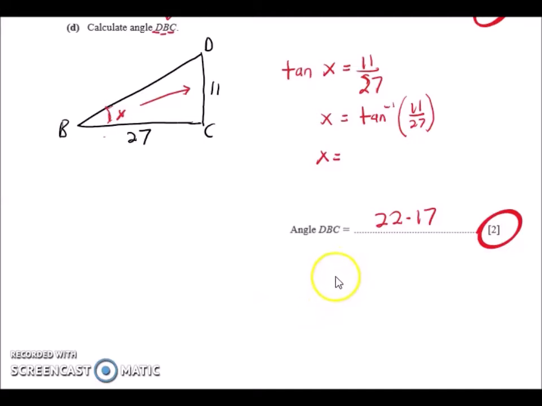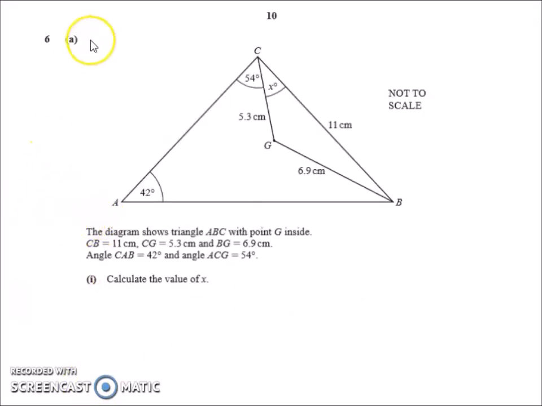So now we are going to question number 6. This is question number 6. The diagram shows a triangle ABC with a point G inside. So we have this length and the angles. Calculate the value of X. X is here. When we look at the triangle CGA, there are no right angles here. When there is no right angle, we can only use the cosine rule over here.